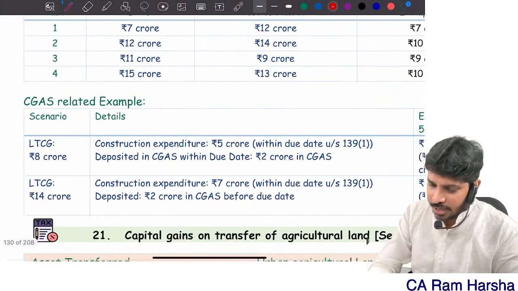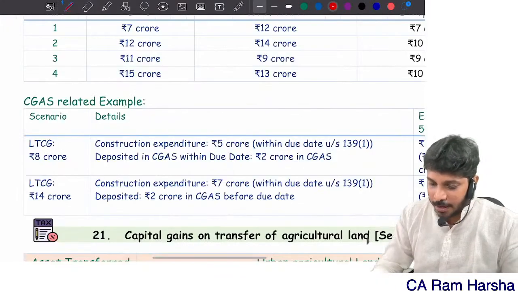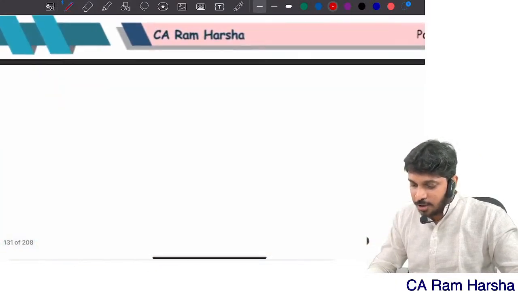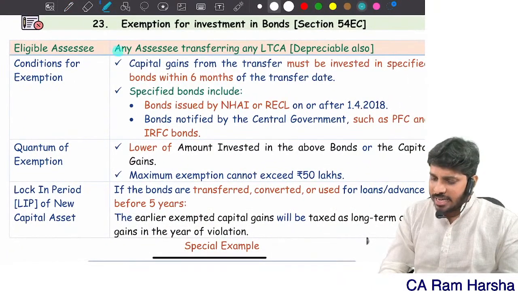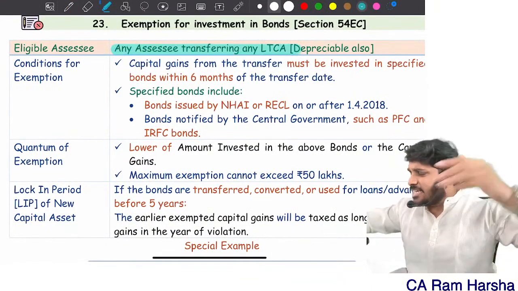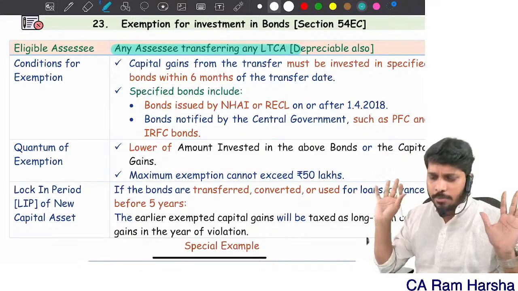Now let's look at 54 EC. I'll come back to agricultural land and all that later. 54 EC: what are you selling? Any long-term asset. You are selling any asset, but it should be long-term. You got a capital gain. Okay, no problem.